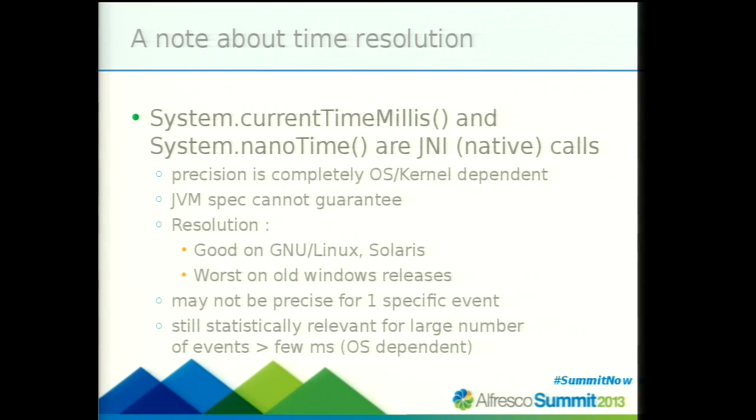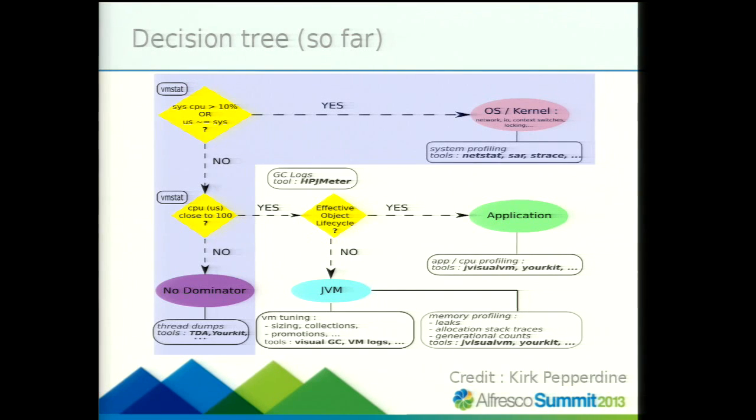For example, on Linux, it's very good. On old Windows, it's really, really bad. So the statistics that you will build just by using that will probably not be what you would expect. It might not be precise for one event, but if you process a very large amount of events, which is the goal of the tool we just provided earlier, then you would still have some statistical relevancy because you have processed a very large number of events. So let's move into the next problem area.